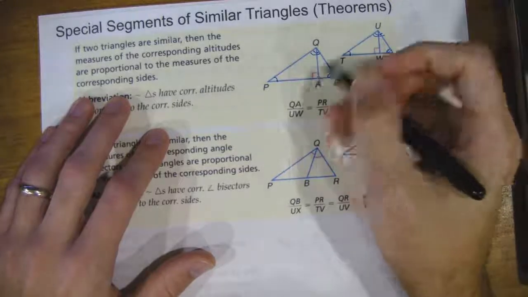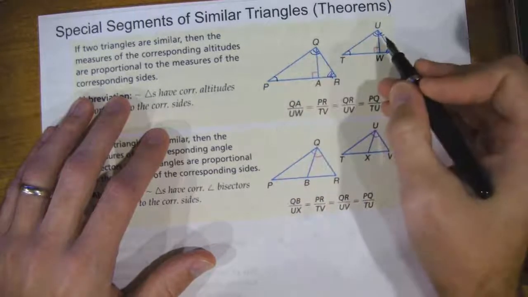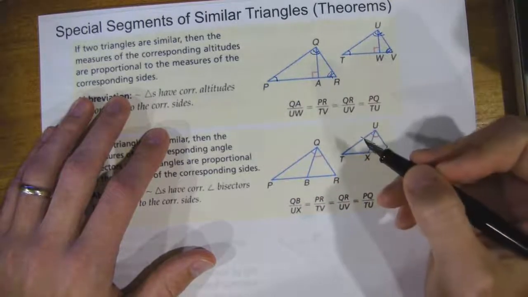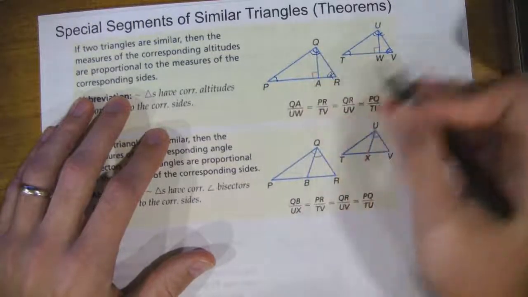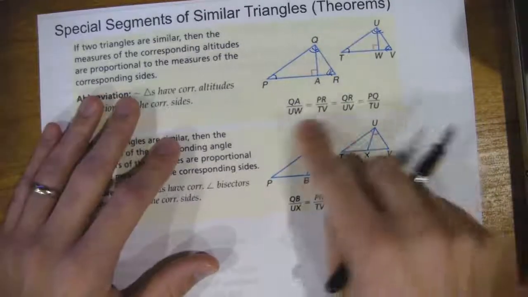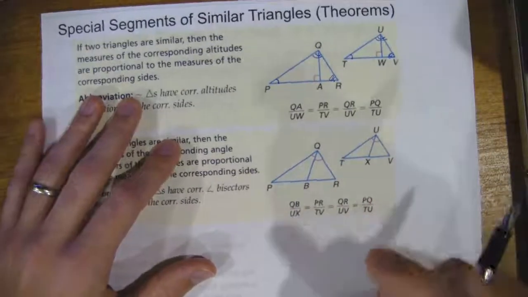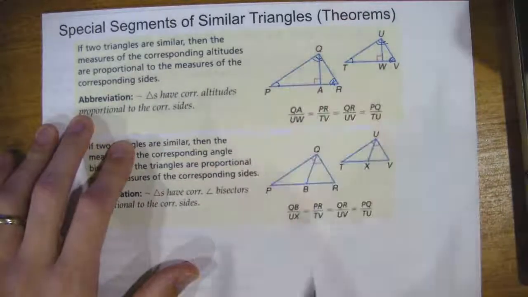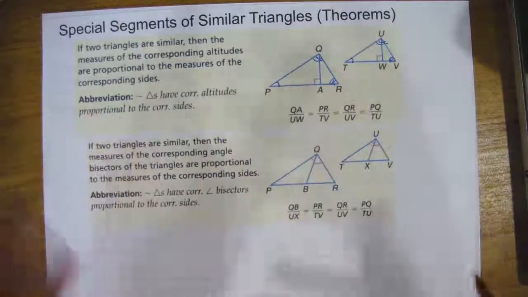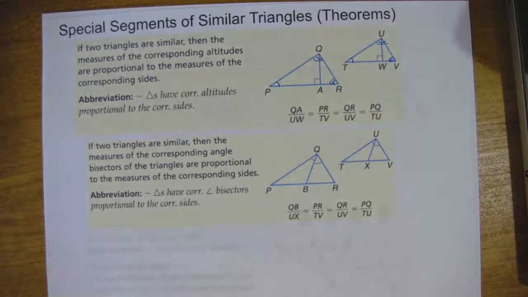So if QA forms a proportion with PQ as well as UW with UT, well, that means they're forming a proportion with these parts that are part of the overall triangle. So that's, again, a quick proof to show, yeah, it has to work. So again, altitudes will form the same proportion. And notice these are theorems, heads up. So special segments of similar triangles, theorems, they really don't have an individual name.